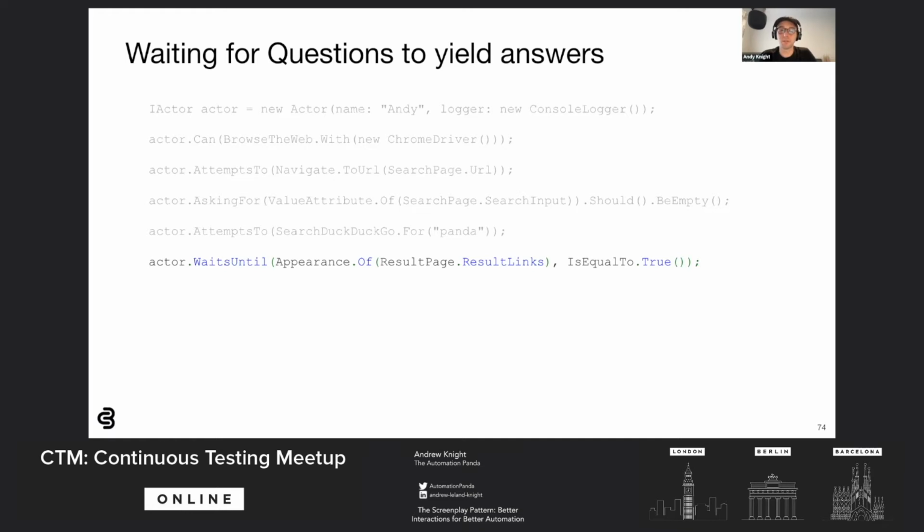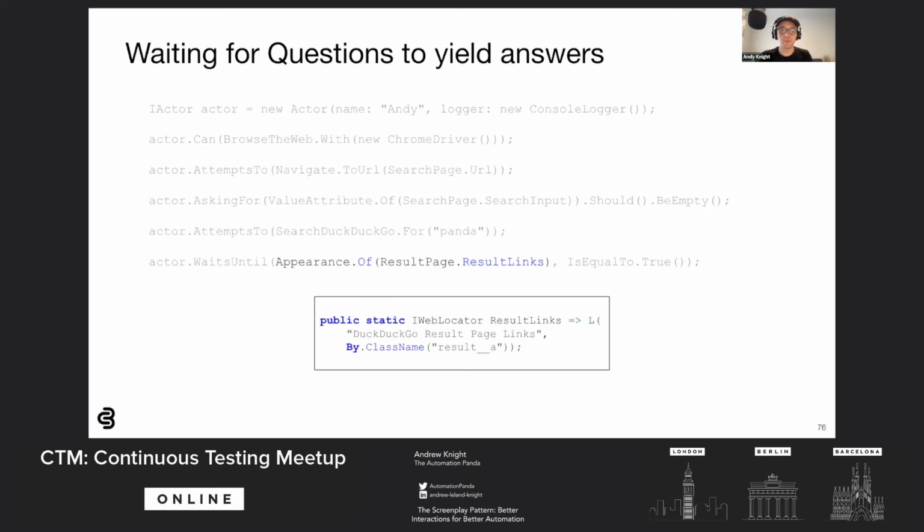Read this line in plain English. The actor waits until the appearance of result page result links is equal to true. In a little bit simpler terms, wait until the result links appear. Boom. Waits until is a special method. It will repeatedly call a question until the answer meets a given condition.